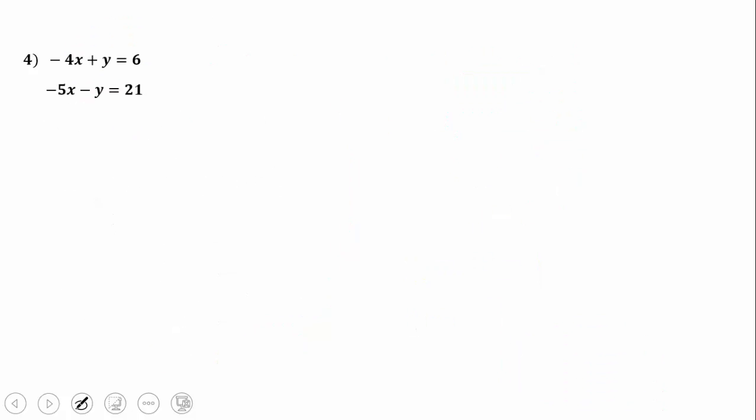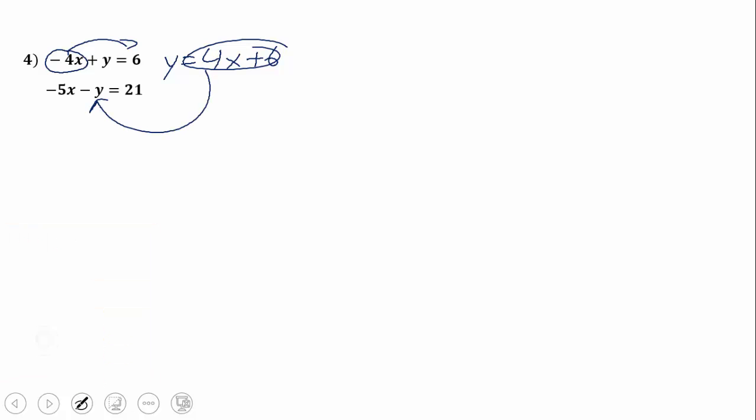Our last one is negative 4x plus y equals 6 and negative 5x minus y equals 21. Neither one of these is solved for a variable. So this one we're going to solve one of them for, well, the easiest thing to do is to solve for y because there's no coefficient on y. So all I have to do is move this 4x over. I can say y equals 4x plus 6. Now I can take that and substitute it in here for y.